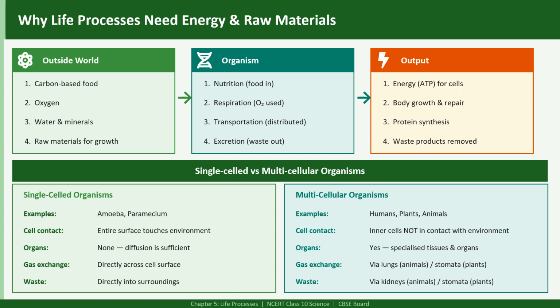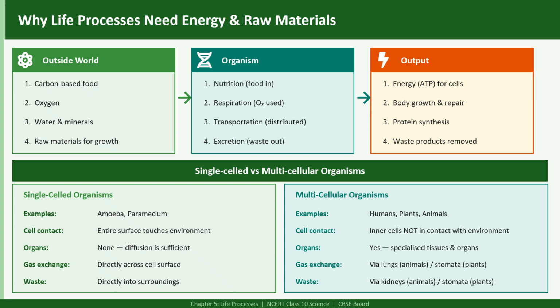Single-celled versus multicellular organisms. Single-celled, as we know very well, is nothing but one cell. Some examples are amoeba, paramecium, euglena, and so many others. Here the entire surface of the cell is exposed to the environment. So diffusion is sufficient for all the processes taking place in a single-celled organism. Oxygen enters directly through the surface, and water is released directly. Even food is taken in and waste products are given out by diffusion.